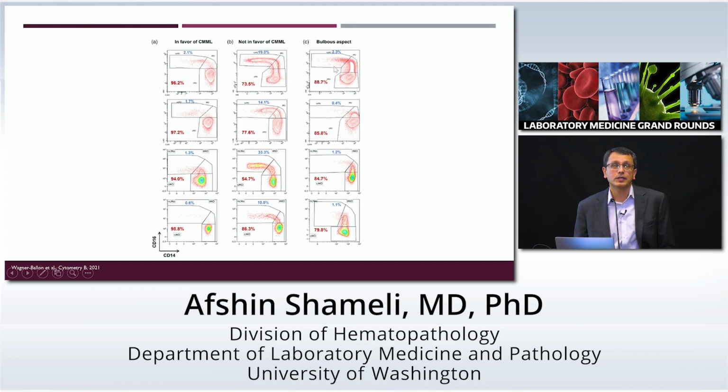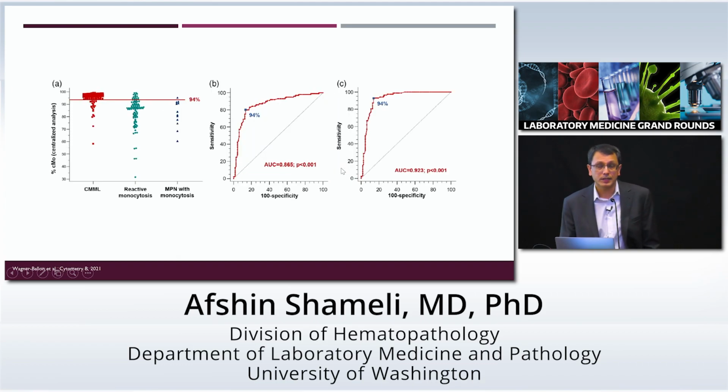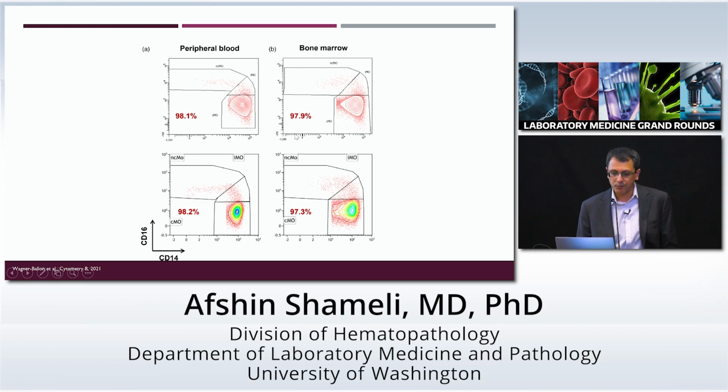subset that showed a pattern that they called the bulbous aspect, meaning that there was an increase in intermediate monocytes with concurrent decrease in classical and non-classical monocytes. These were actually patients who were diagnosed with CMML, but they had an inflammatory state, which resulted in this pattern of expression. Again, they came up with the same threshold of 94%, which confirms the previous study and establishes a value for this assay in evaluation of chronic myelomonocytic leukemia.